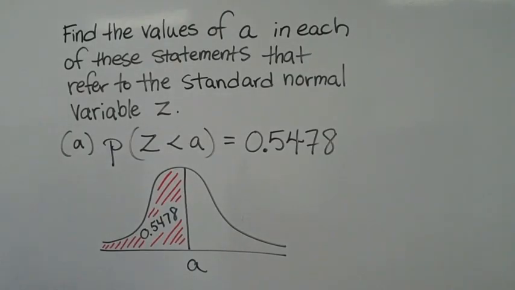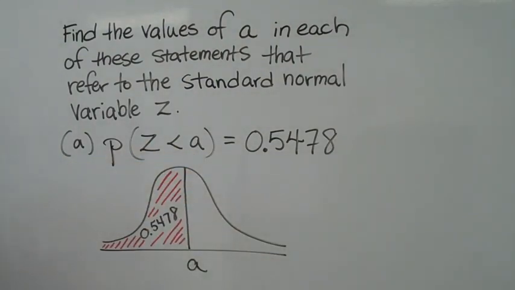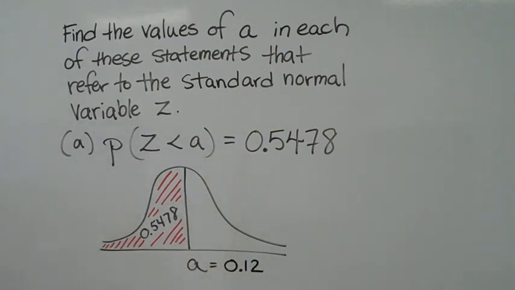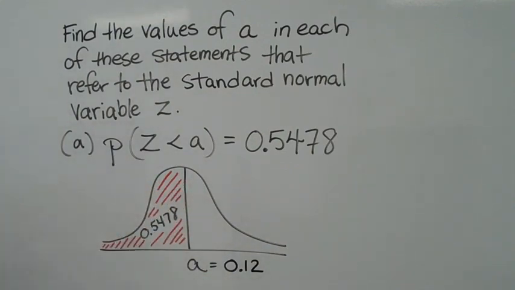Here are some easy inverse problems to start us out. Find the value of a in each of these statements that refer to the standard normal variable z. The probability that z is less than a is 0.5478. Well, that means that our Φ value, or Φ of a, is 0.5478. That's this red area here. What is our a? Well, look in the chart. 0.5478, go up, it's going to be just about 0.12, which would make sense because it should be close to 0, because 0, remember, has 50% of our data below that.